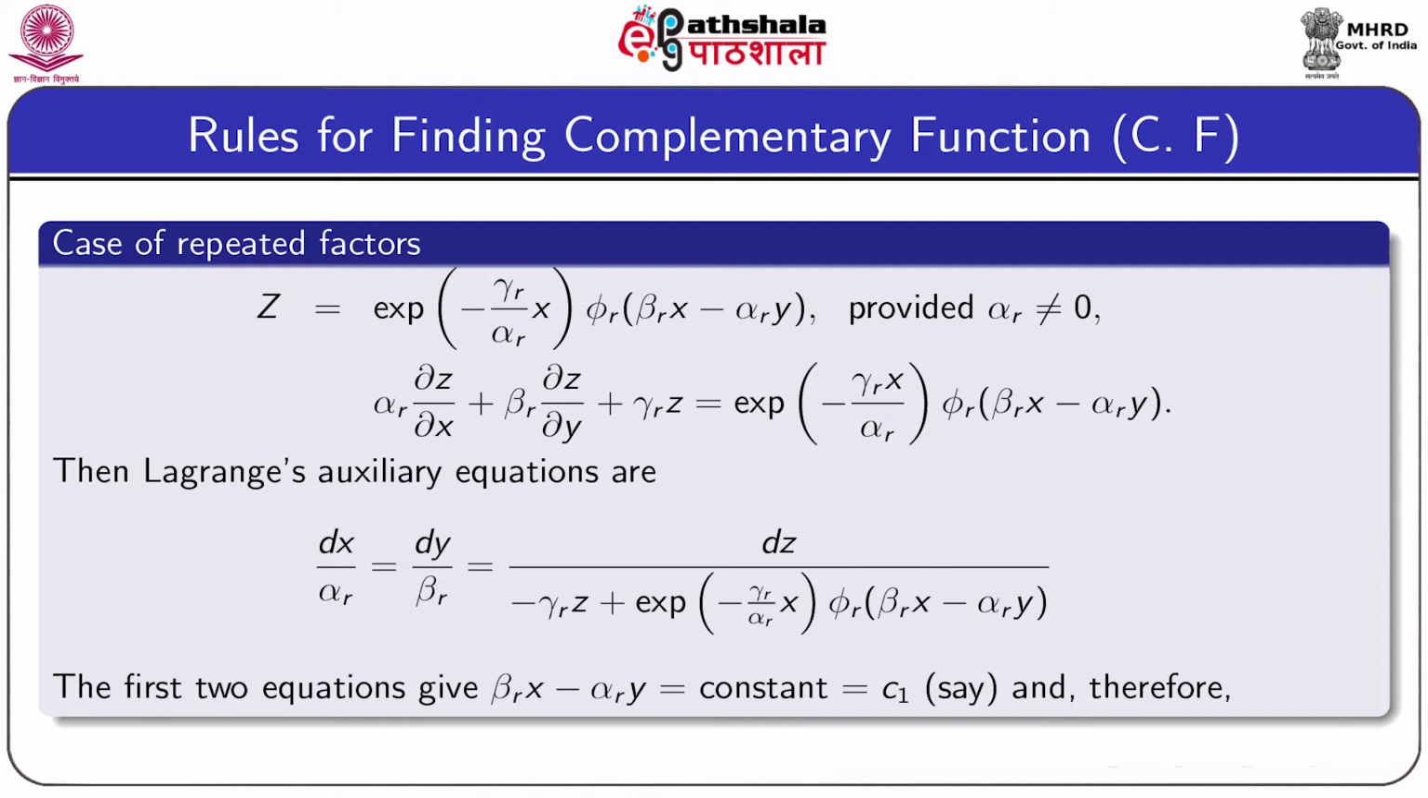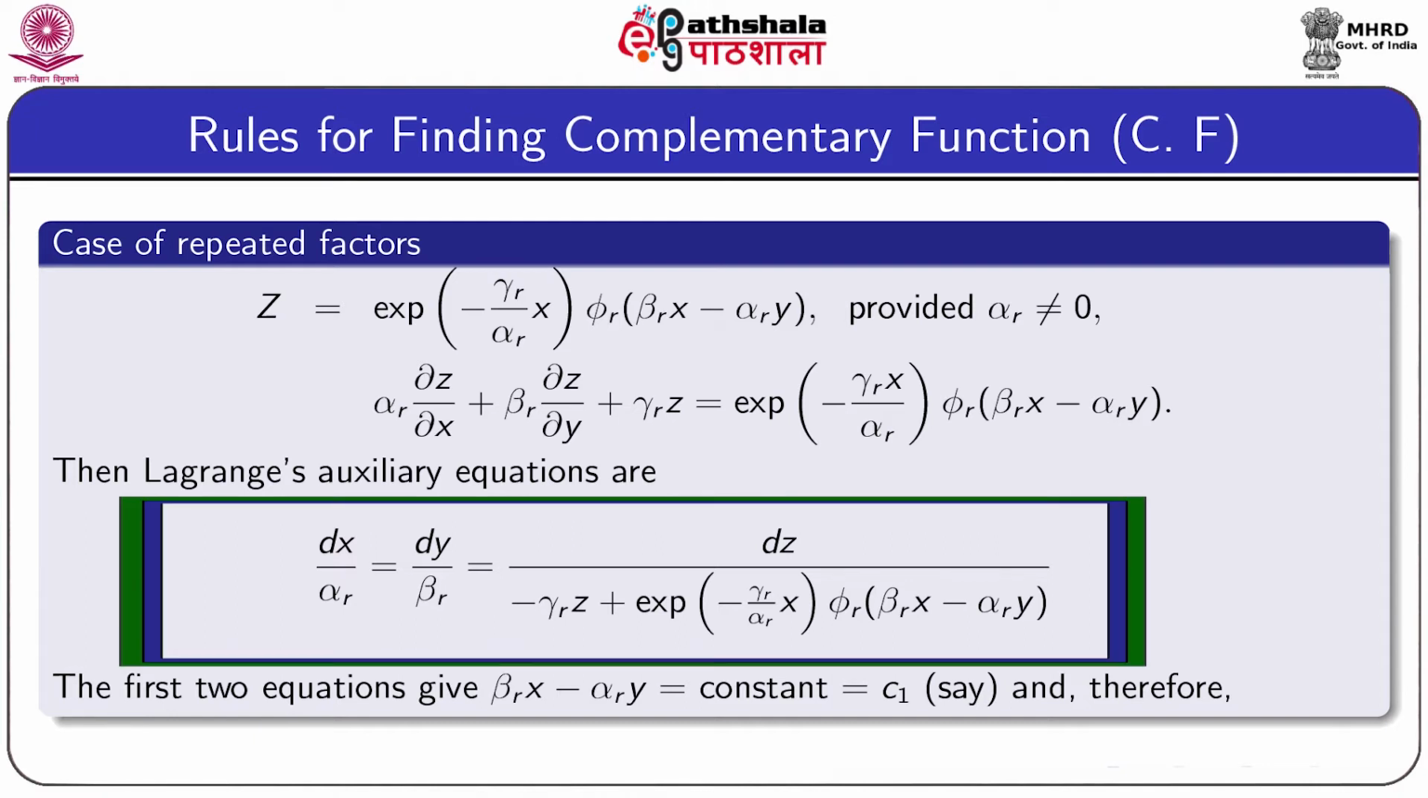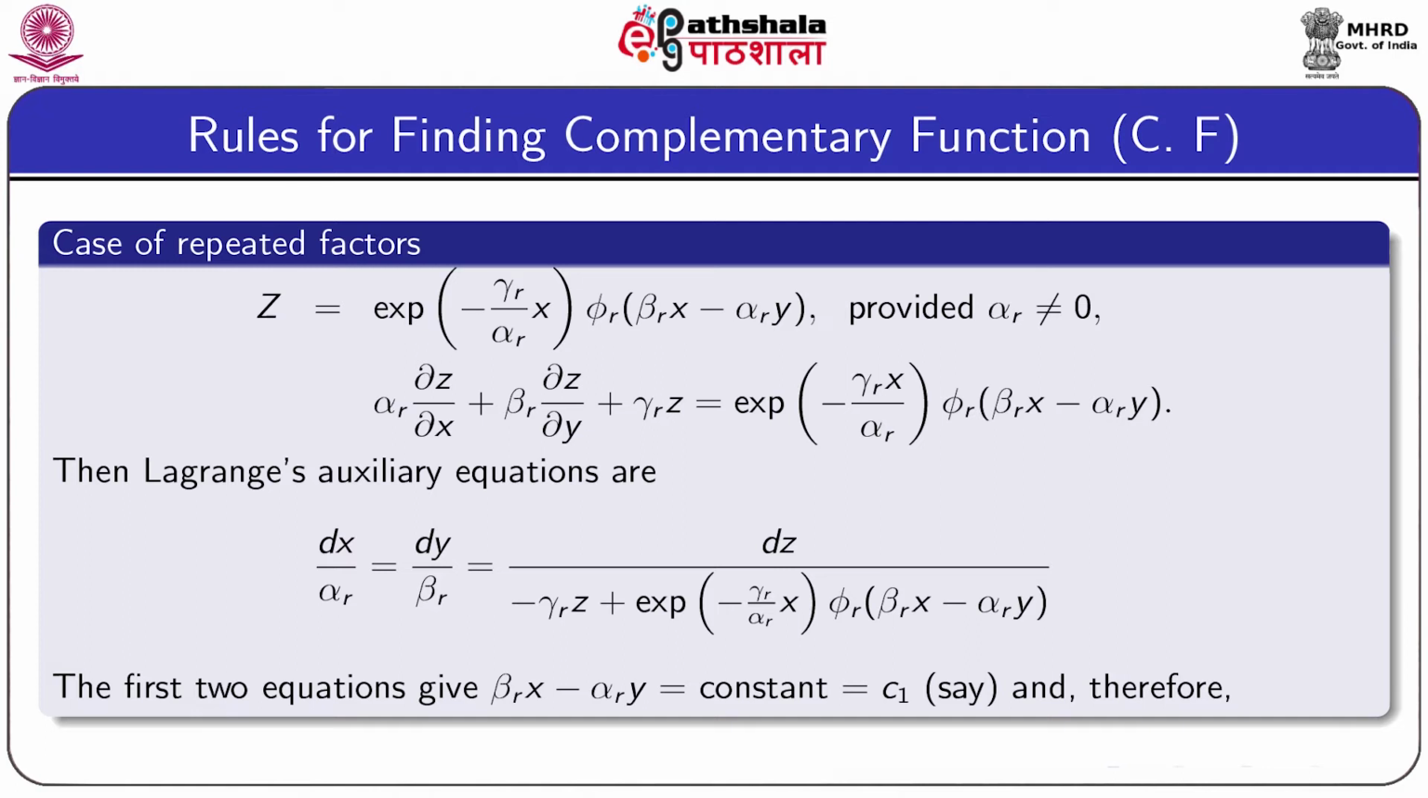Now, this is a first order partial differential equation, and we know how to find the solution of a first order differential equation. We have learned that in chapter 2. So, using that concept, one can find the corresponding auxiliary equation, or Lagrange auxiliary equation, which is like that: dx by alpha r equals dy by beta r equals dz by, which is written here. Now, this simultaneous equation can be solved easily.